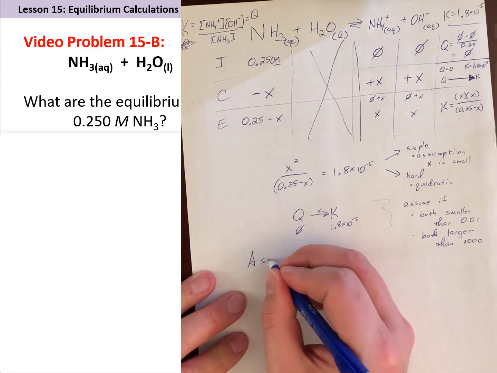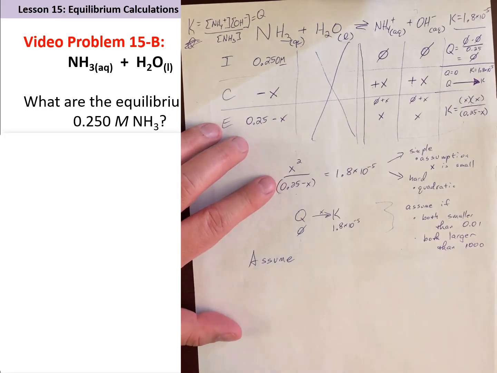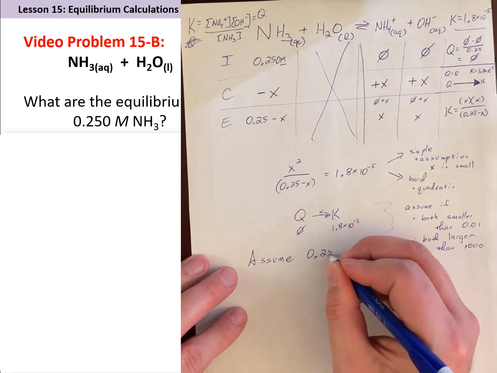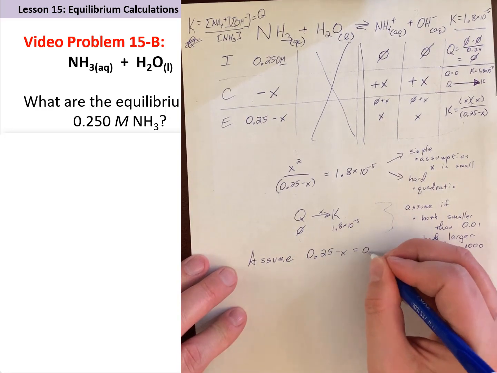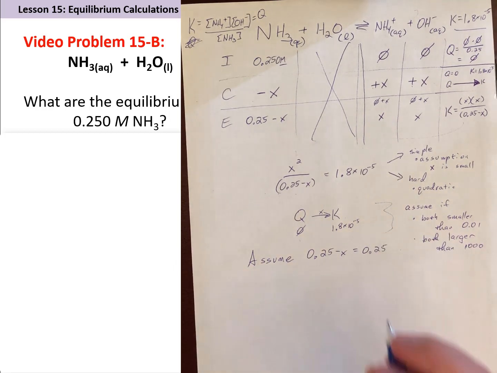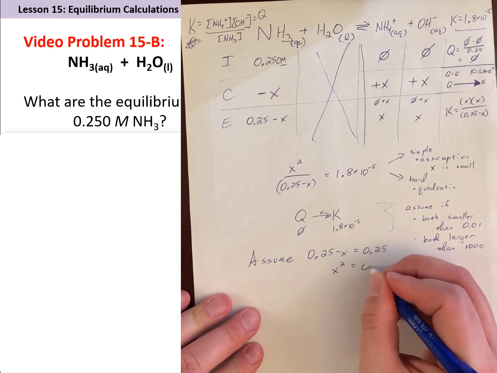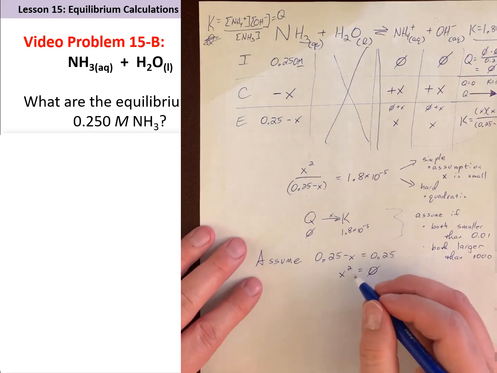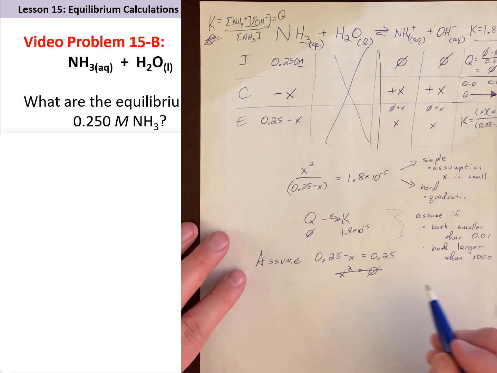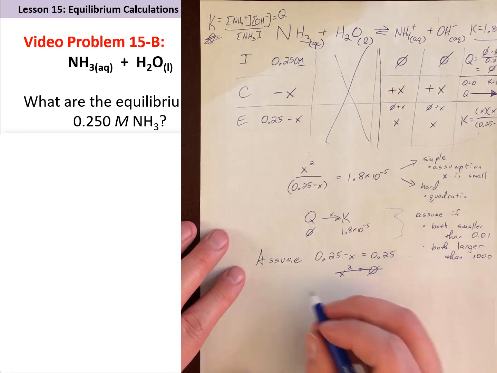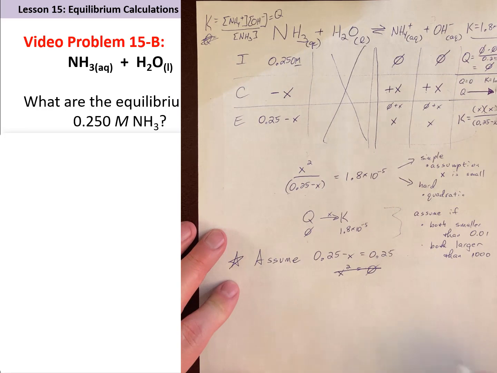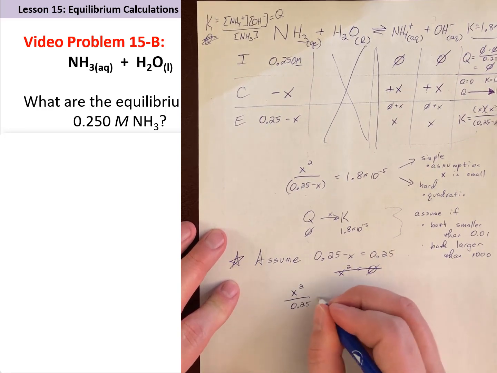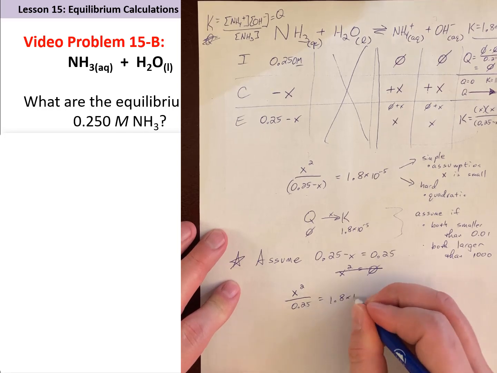So I'm going to assume that X is so small that 0.25 minus X equals 0.25. Okay. I don't assume that X squared equals 0 because if I do this, then I wouldn't be able to find an answer. So I can just get rid of that. I'm going to assume that. And so that means that X squared over 0.25 equals 1.8 times 10 to the minus 5.